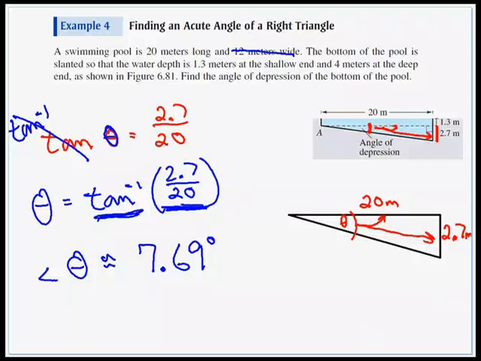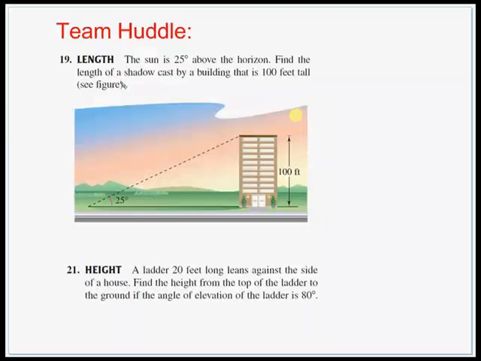All right. We have a couple of huddle problems. For number 19, you're finding the length of this shadow. Basically, you're finding the adjacent side. In number 21, we're finding a missing height. We have a ladder leaning against a wall. Maximum angle is 80 degrees for the ladder. How high up the building will that ladder reach? So pause the video, try the two huddle problems, come back and check your answers.